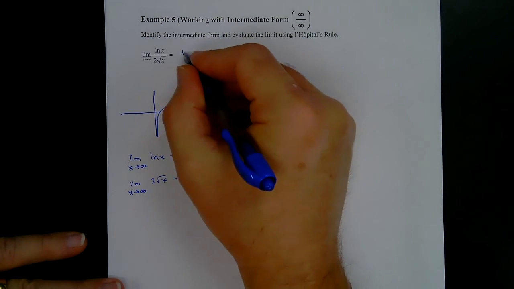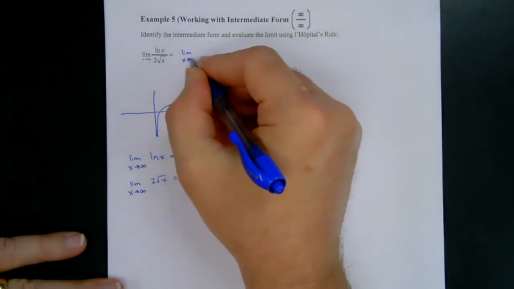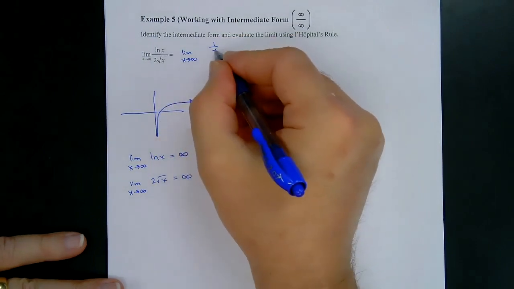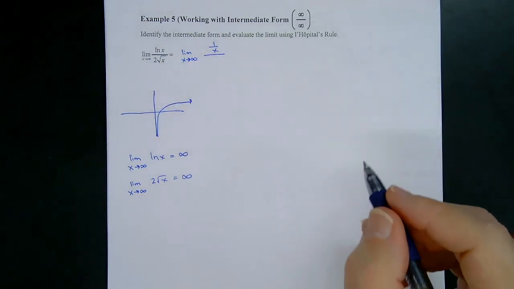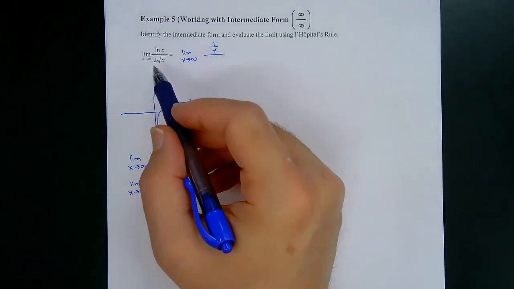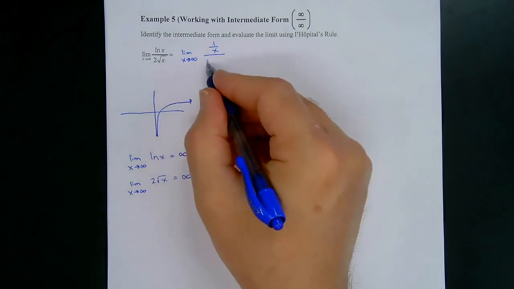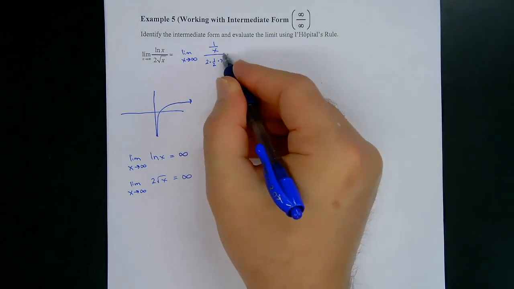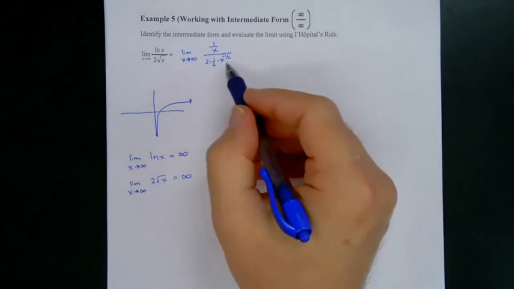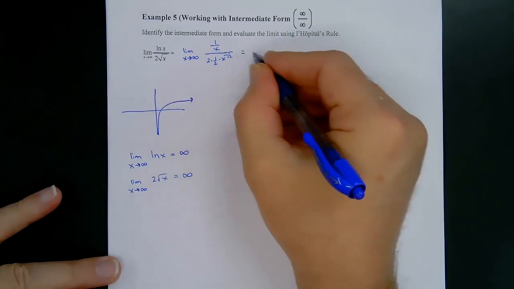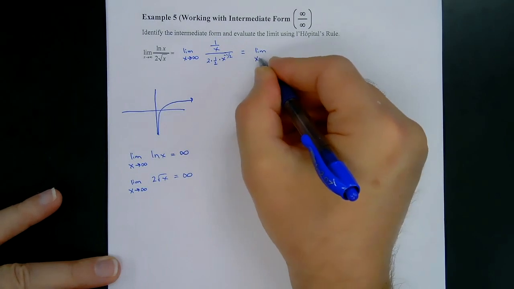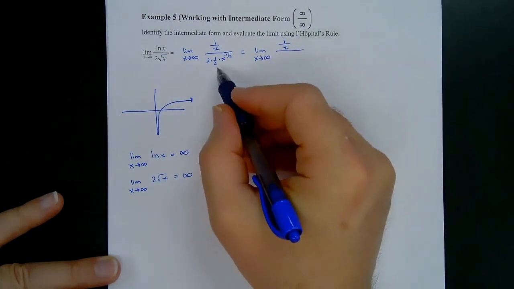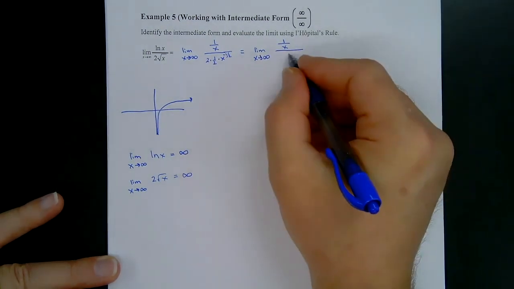So that means this becomes the limit as x approaches infinity, and the derivative of ln of x is 1 over x. Okay, and the derivative of 2, and remember this is 2x to the 1/2, so that'd be 2 times 1/2 times x to the negative 1/2. That's the derivative of 2 square roots of x, would be this right here. So that means this becomes the limit as x approaches infinity of 1 over x over, and this is 1, and this would be 1 over x to the 1/2.